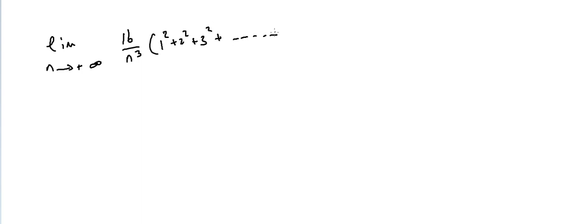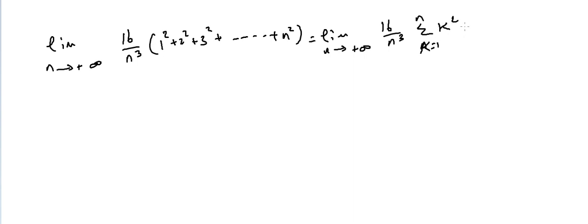Another example, a small example. How can we write this as a definite integral? The limit as n approaches plus infinity of 16 over n to the power 3 times (1 squared plus 2 squared plus 3 squared plus ... plus n squared). So it is simply the limit as n approaches plus infinity of 16 over n cubed. Leave it outside. It's the summation for k equals 1 to n of k squared, right?